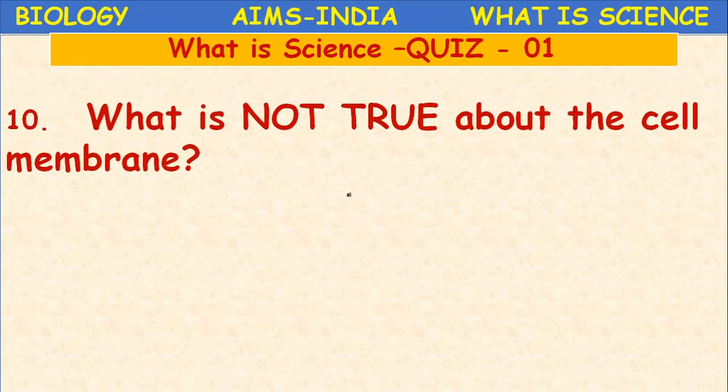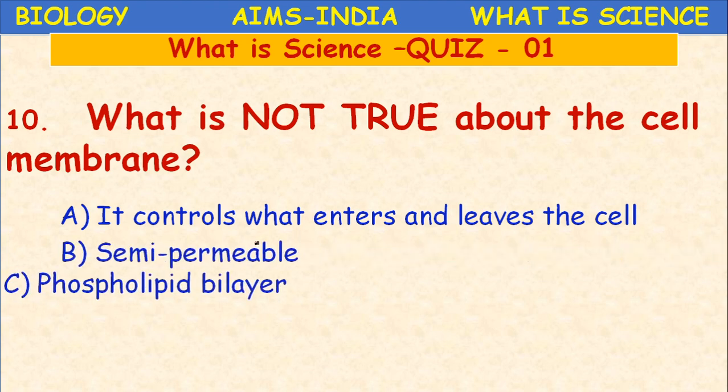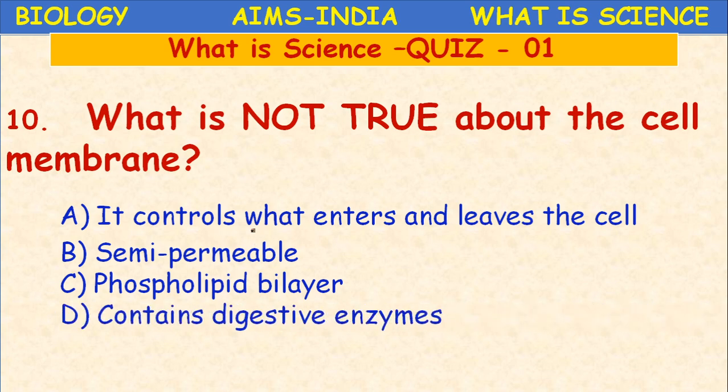Next question, what is not true about the cell membrane? It controls what enters and leaves the cell. It's a semi-permeable membrane. Phospholipid bilayer is present. Contains digestive enzymes. So here the correct answer is D. What is not true is asked here. It is not true that the cell membrane contains digestive enzymes. Actually, digestive enzymes are present in the lysosomes, not in the cell membrane or plasma membrane.